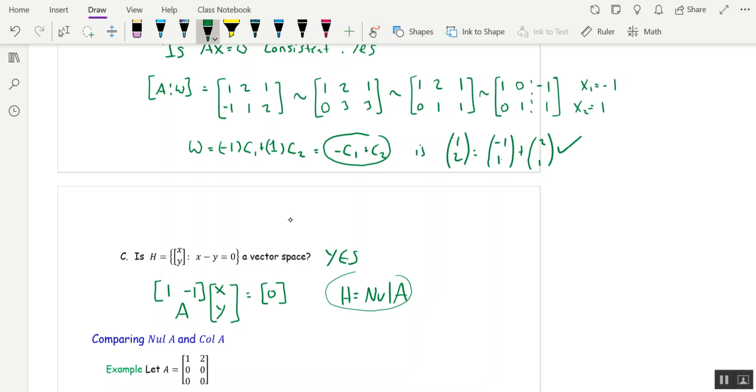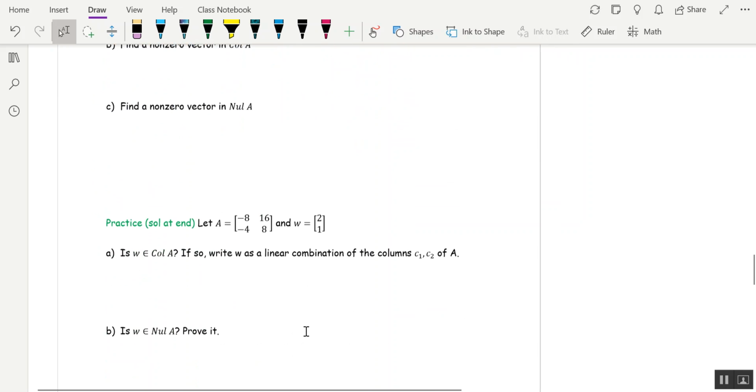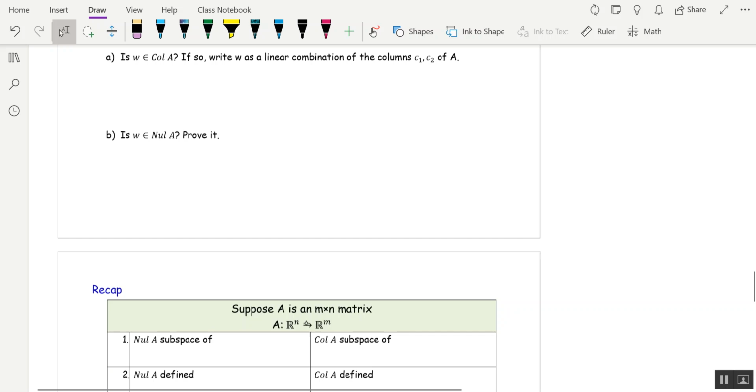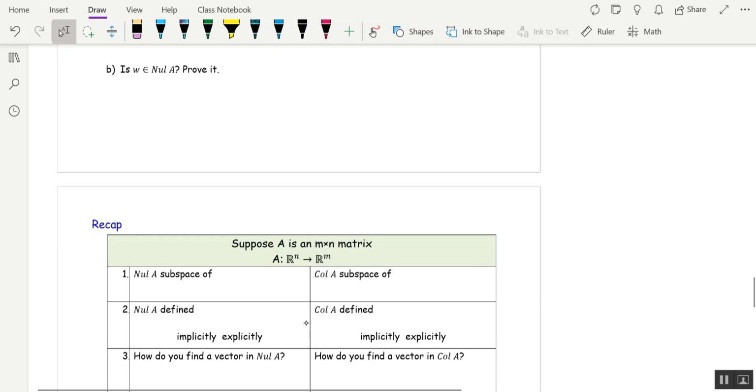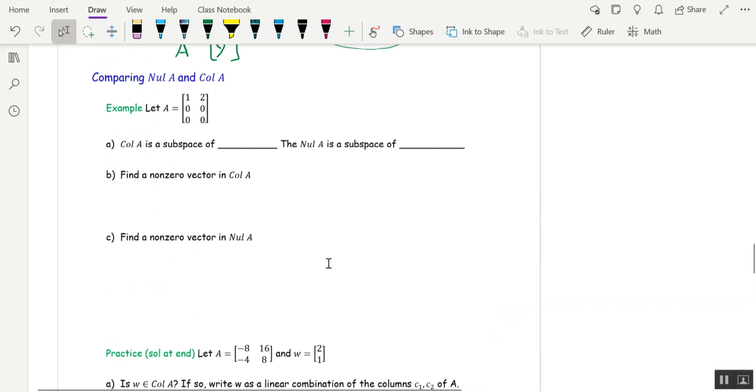Okay, so let's compare null A and col A with a specific example. And then I've got a practice problem for you to do, solutions at the end, but you should pause the video and do that out. Then I'm going to recap with a general comparison of null A and col A, but we'll do a specific comparison here. So A is this matrix.